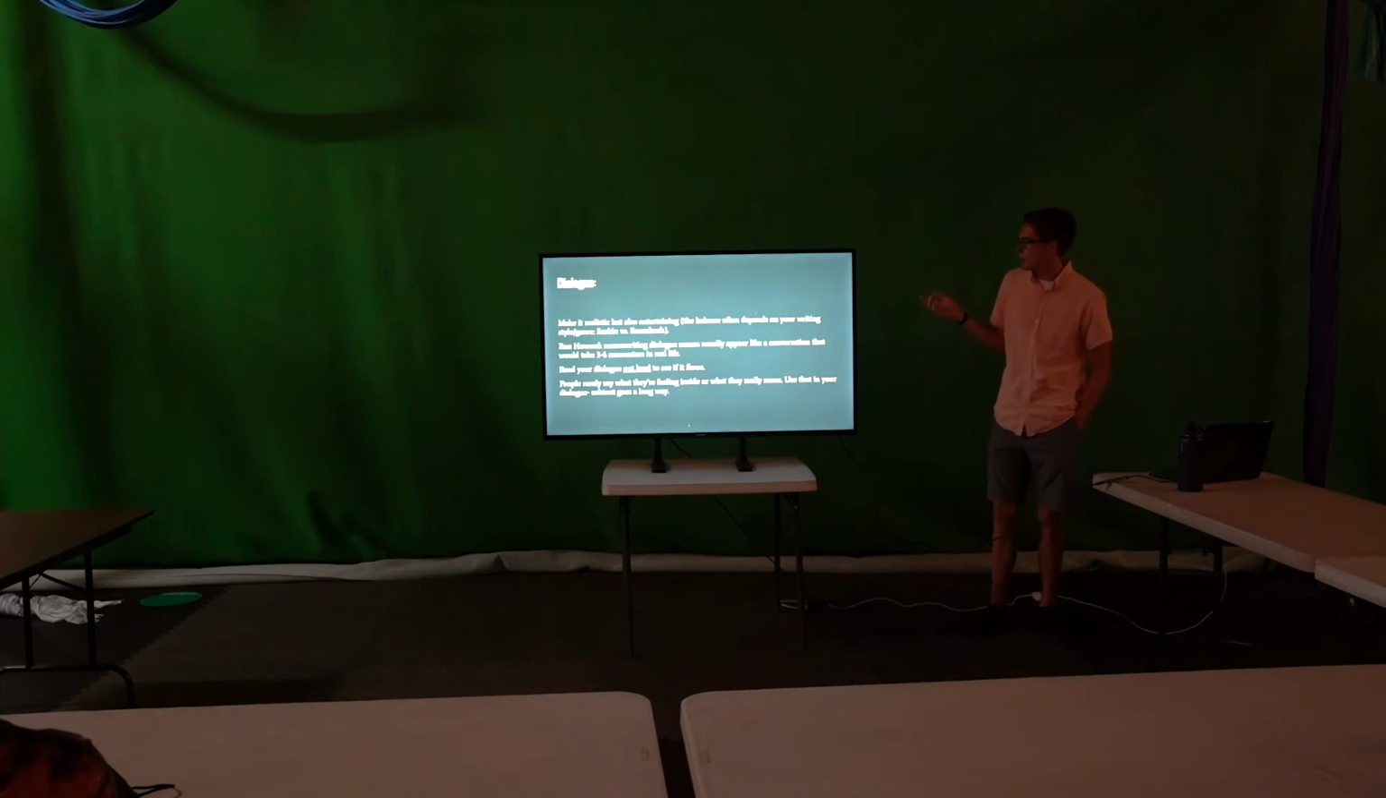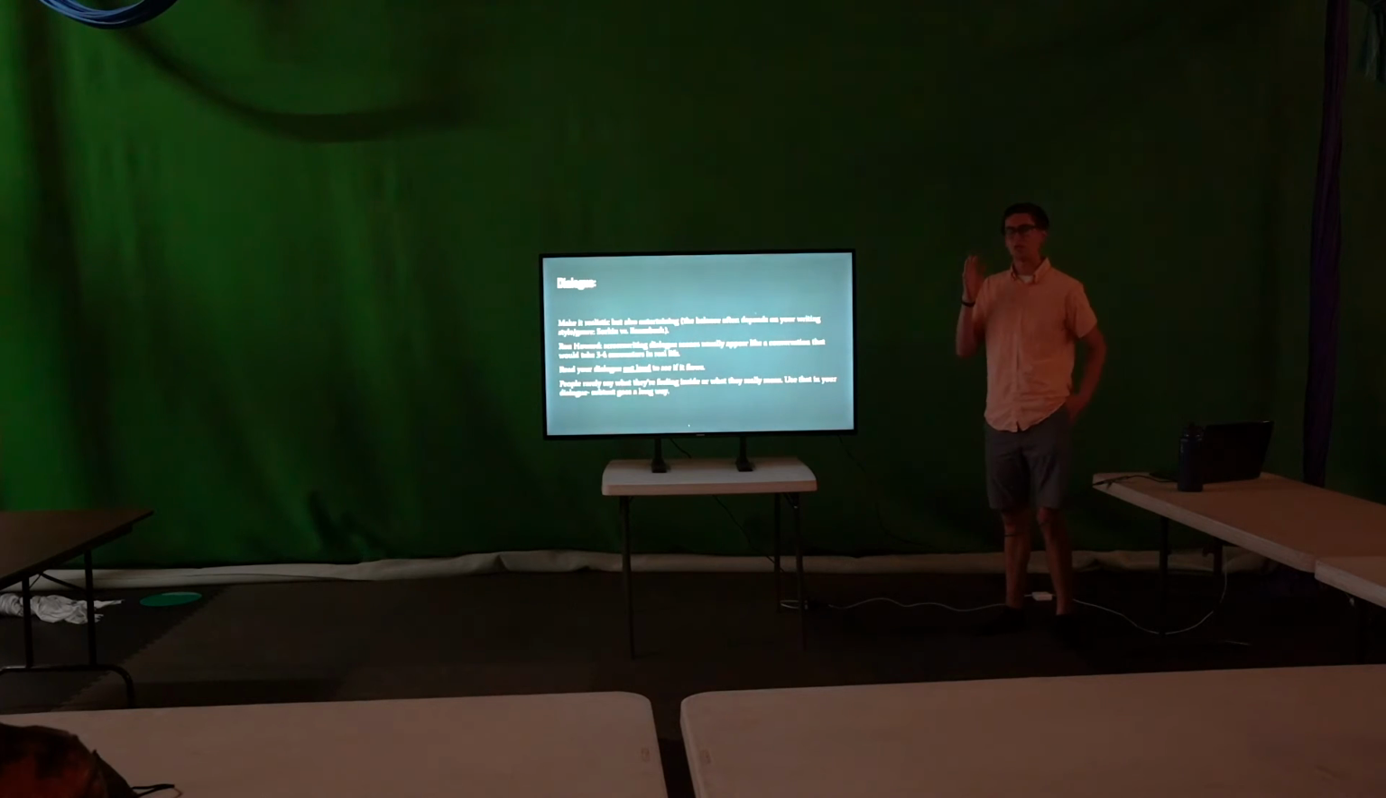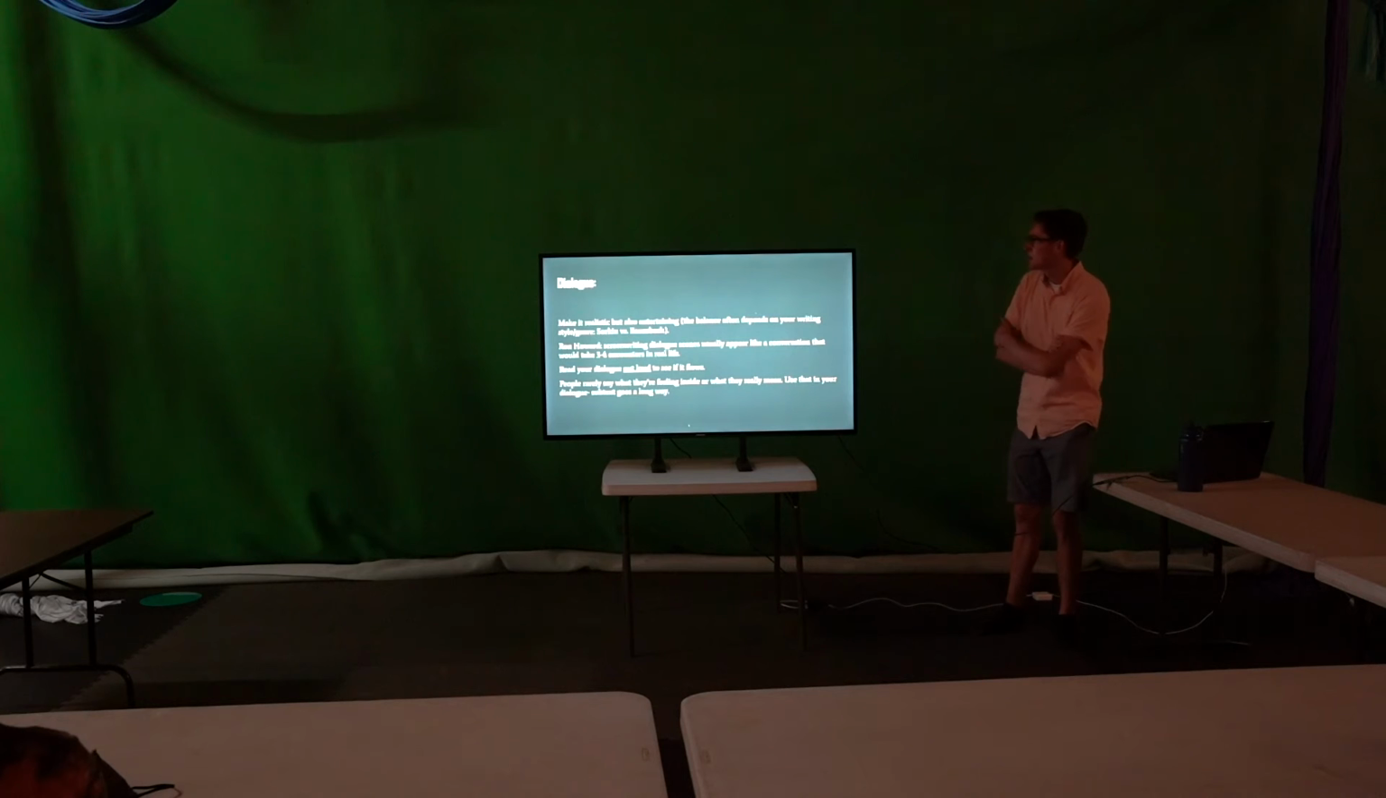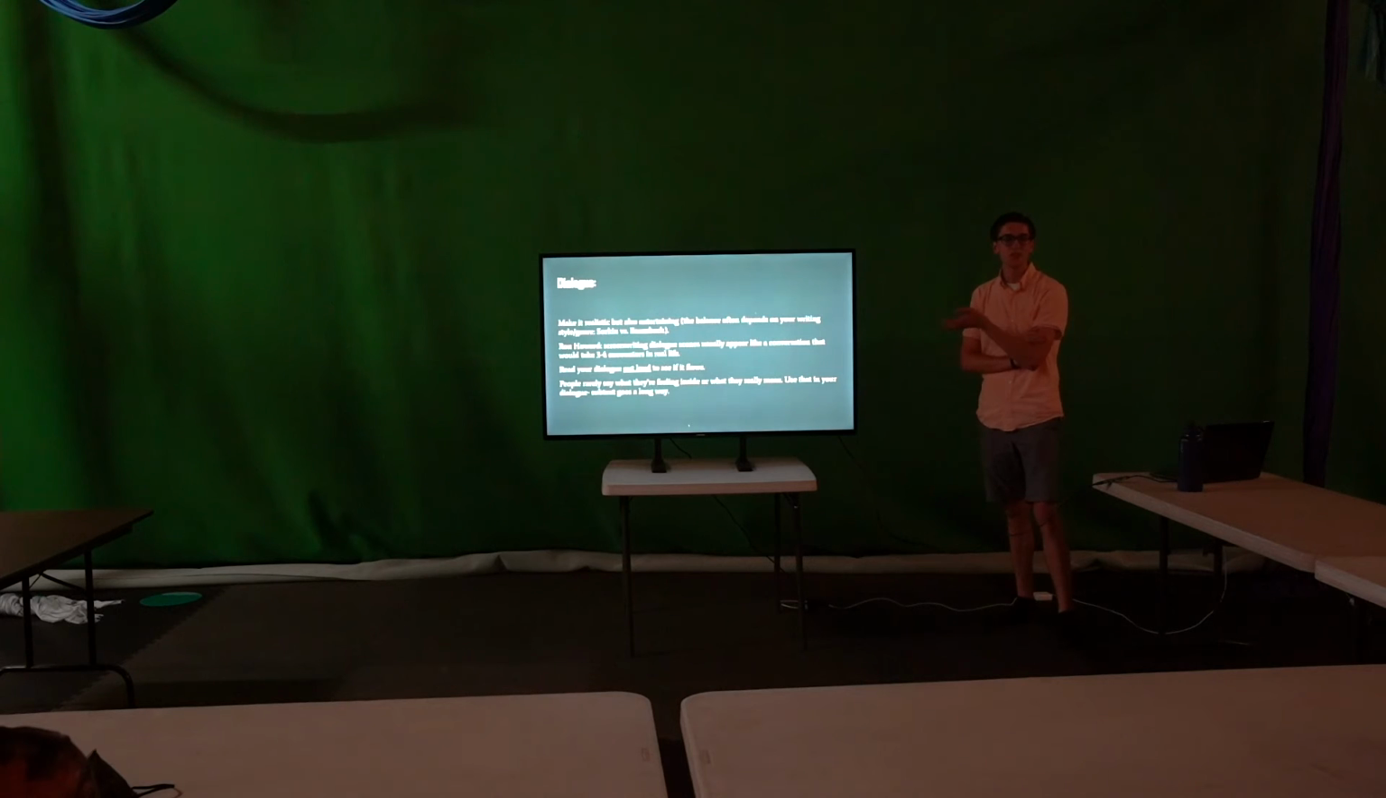I enjoy both Sorkin and Baumbach, but some people hate Sorkin because, gosh, the dialogue is way too unrealistic. Too much. Yeah. Ron Howard, who's a director, said that screenwriting dialogue scenes usually appear like a conversation that would take 3 to 4 encounters to get to in real life.